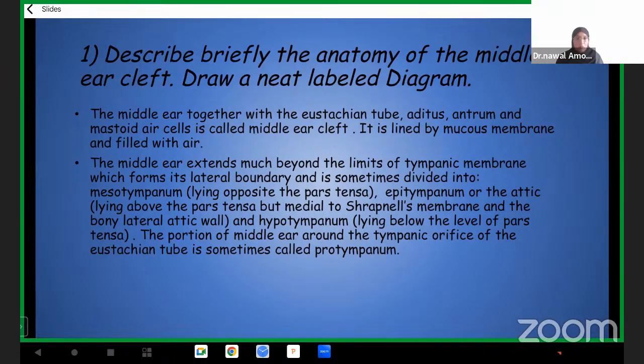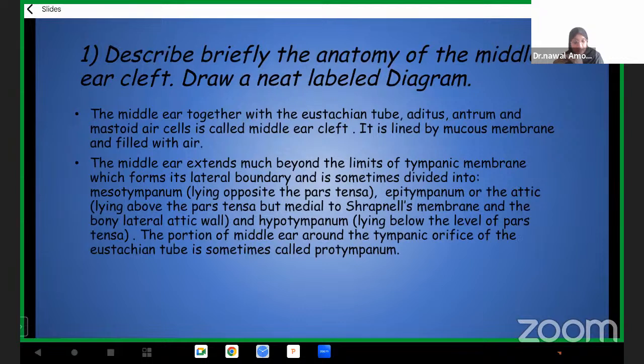Coming to the elaborated part, the middle ear extends much beyond the limits of the tympanic membrane. So you have an external ear, then the middle ear, with the Eustachian tube. After the tympanic membrane, you have the middle ear. It has a lateral border, that is towards the tympanic membrane, and it has a medial border.